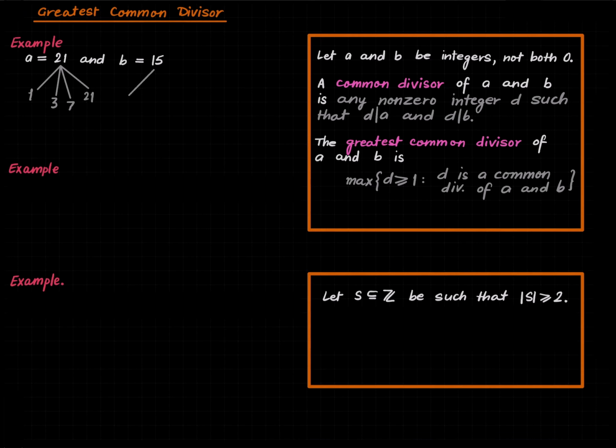What are the divisors of 15? Again, it also has 4 divisors. 1, 3, 5, and 15. And the common divisors are 1 and 3. Right? The common divisors are 1 and 3. So the greatest common divisor is 3.